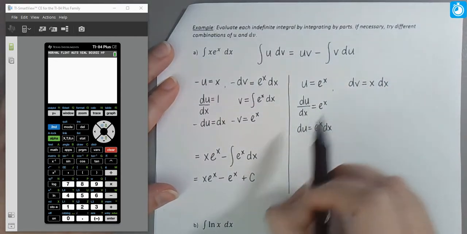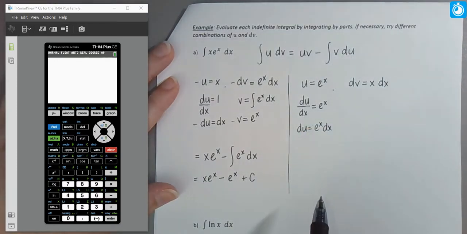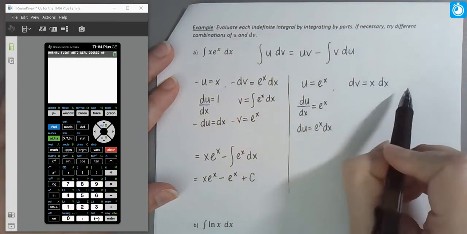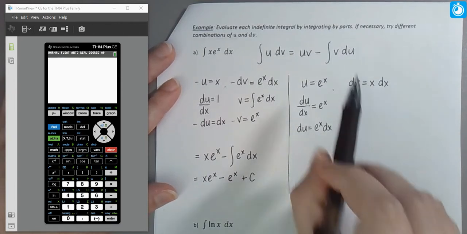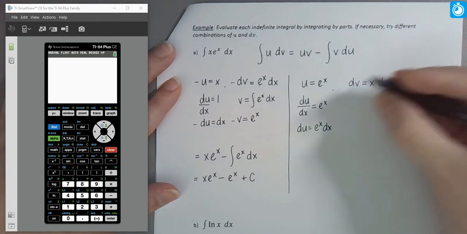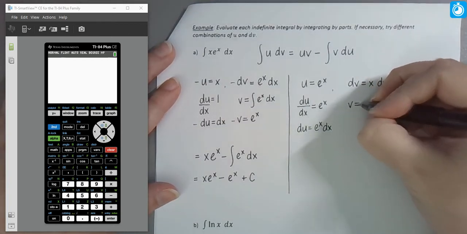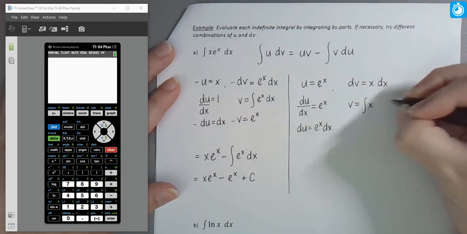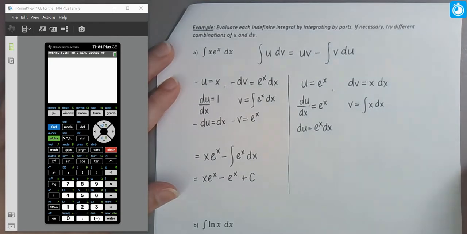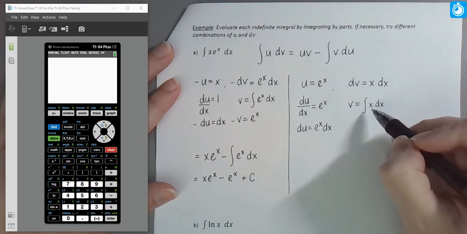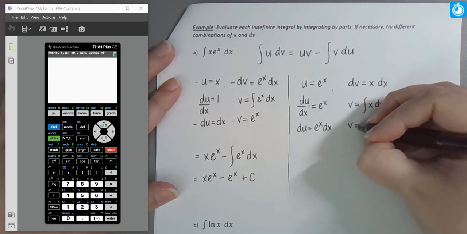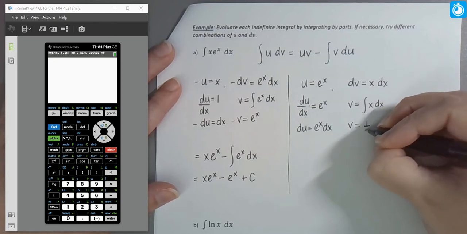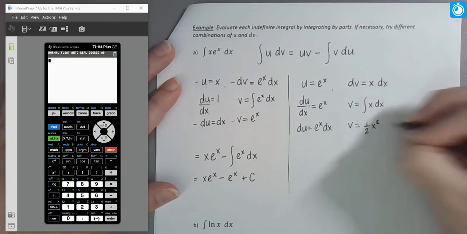Okay, so we know what we'll substitute in place of du. Now what about the other side? Well, dv means we've been given a derivative, essentially. So if we want to find v, we have to integrate it. So that means v is going to be the antiderivative of x with respect to x. Okay, so this would be a power rule problem. So increase the exponent and then divide by that new exponent. So v would be 1/2 x squared.